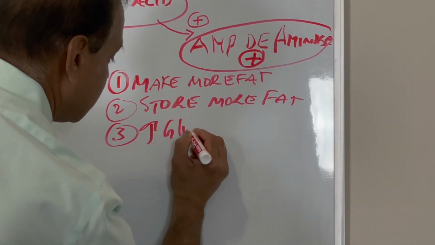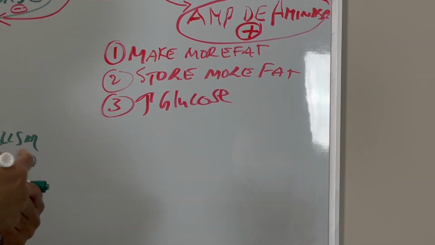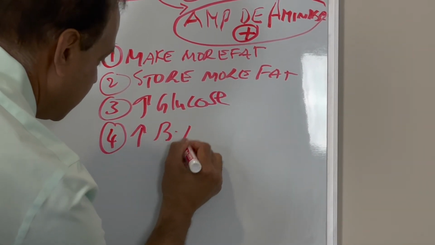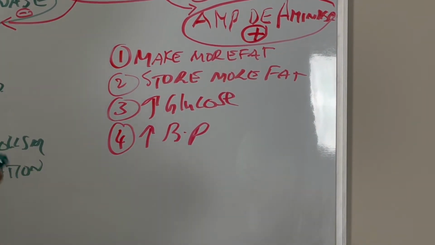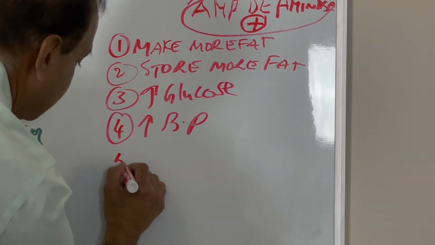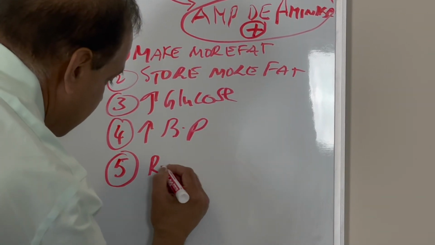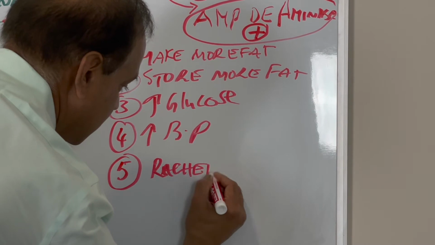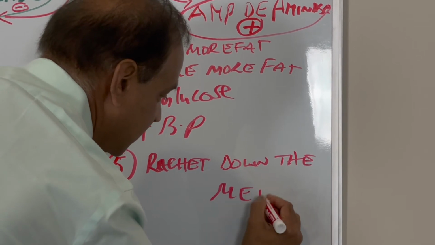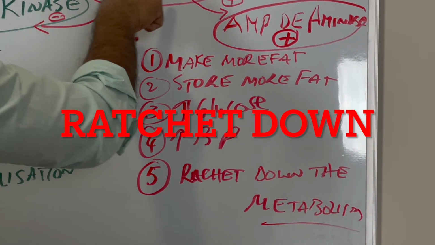increase glucose, power your brain or heart or any organ in the body by increasing the glucose, increase the blood pressure, because it takes you into a survival mode. So our body is trying to perfuse the organs more by increasing the blood pressure, and it also takes it in another way where it ratchets down the metabolism.